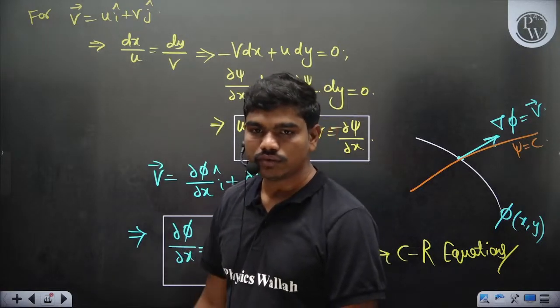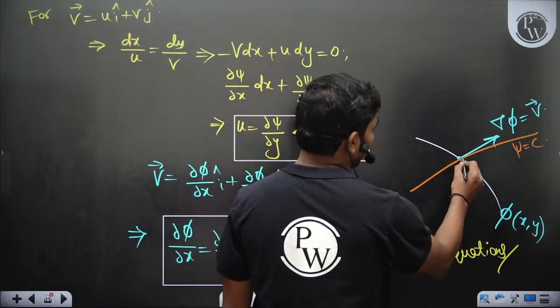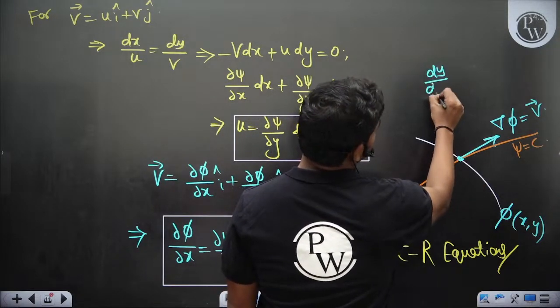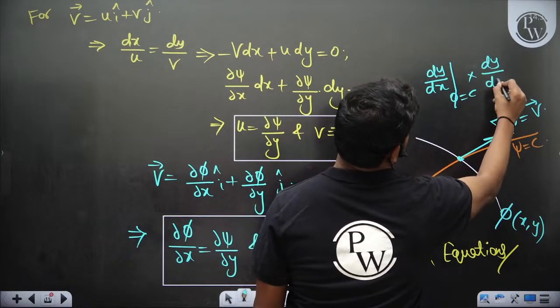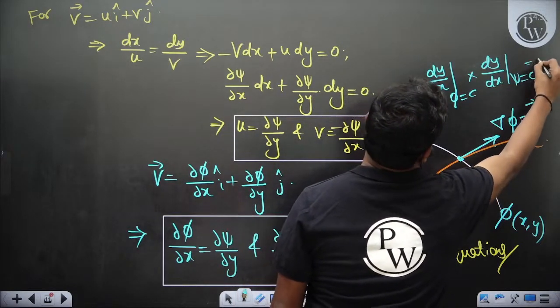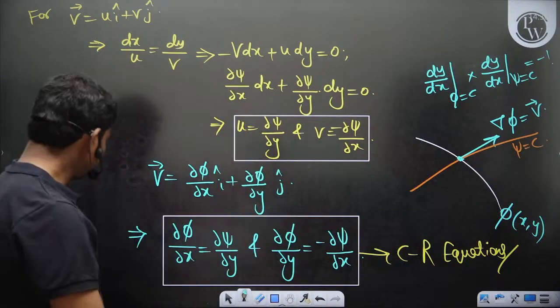I thought of giving you this because if these two are perpendicular, then at the point, if you take the derivatives, dy by dx gives you slope, correct? The product of slopes is -1 because these two are perpendicular to each other. They intersect perpendicularly. Let's see.